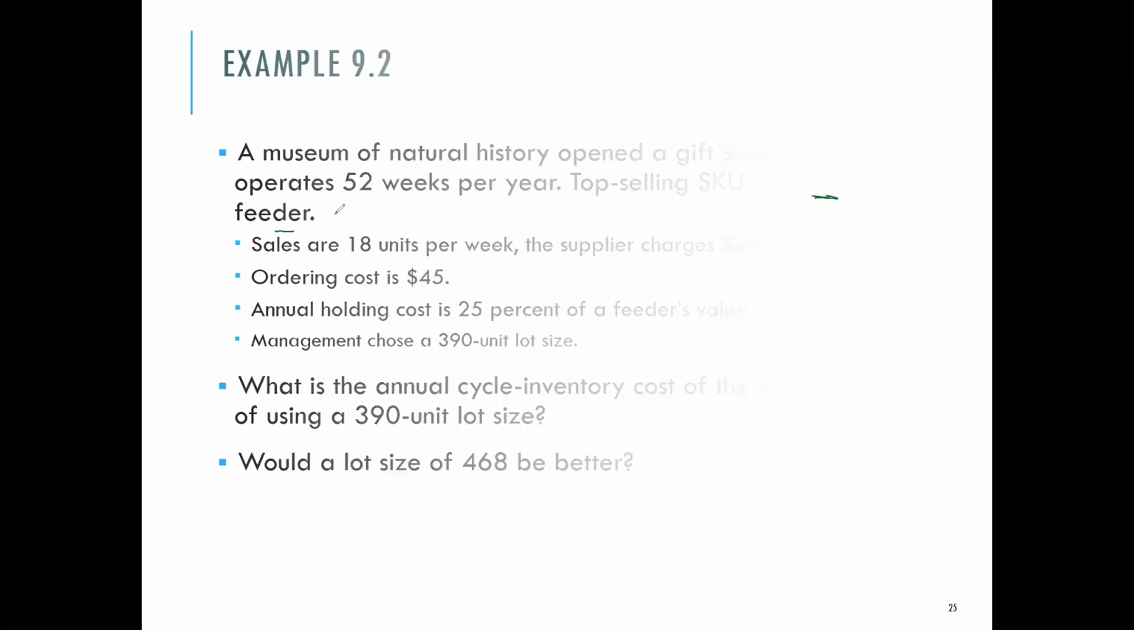So let me go here. I'm writing a small d is 18 units per week, right? Now, we have been told that the museum or the shop operates 52 weeks per year. So my demand for the entire year is 18 times 52. So 18 units per week times 52 weeks.